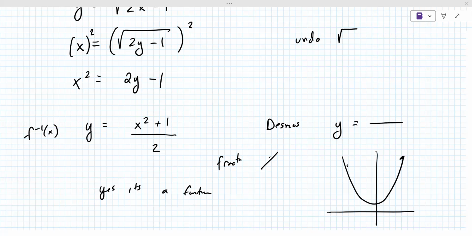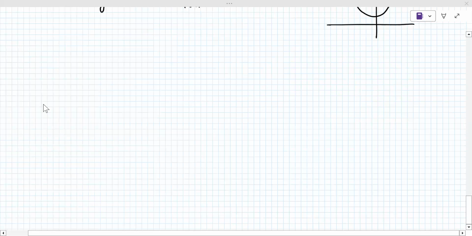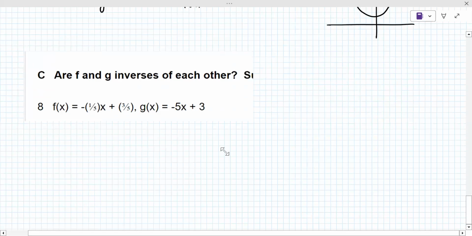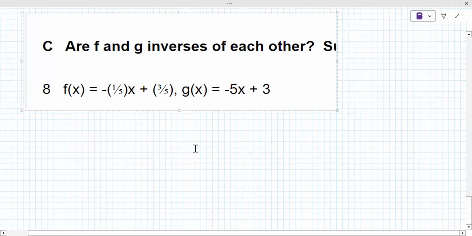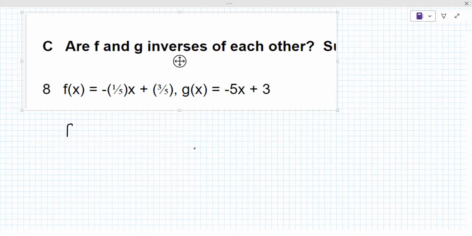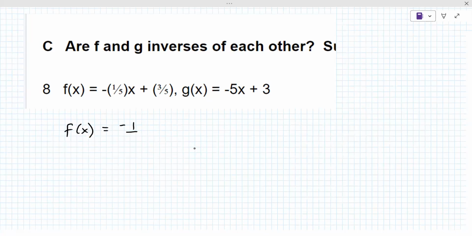All right, new problem here, number C. It asks you to determine whether the functions are inverses of one another. All right, so let's take a look here. On the left here, how do we want to do this? Minus 1/5 x plus 3/5.